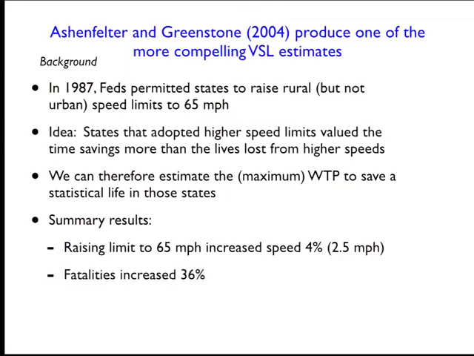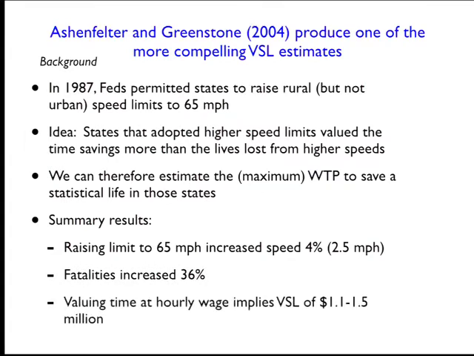Fatalities increased by 36%, so that might actually surprise you. Seems like a pretty large number given that speeds only go up by 4%. And then valuing people's time at their hourly wage ends up implying a VSL of about $1 to $1.5 million. So if you remember, I said that the typical study summarized in the Viscusi and Aldy paper gives a VSL of several million dollars. So this is actually a little bit on the low side for a VSL, and I'll talk about my thoughts on that a little bit towards the end.